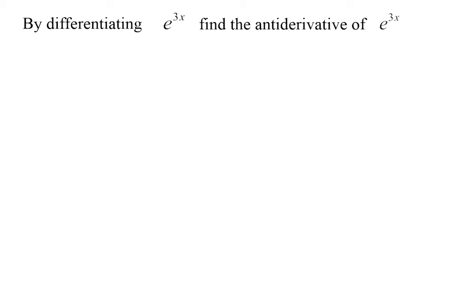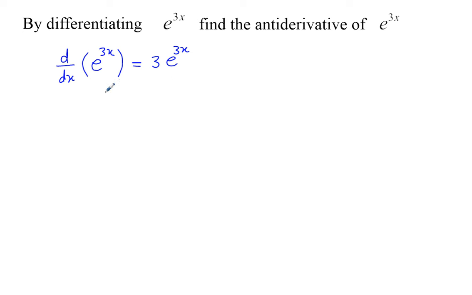Another question. By differentiating e to the power of 3x, find the antiderivative of e to the power of 3x. So, d by dx, or the derivative with respect to x of e to the power of 3x, is equal to 3 e to the power of 3x. So this is the function, this is the derivative.